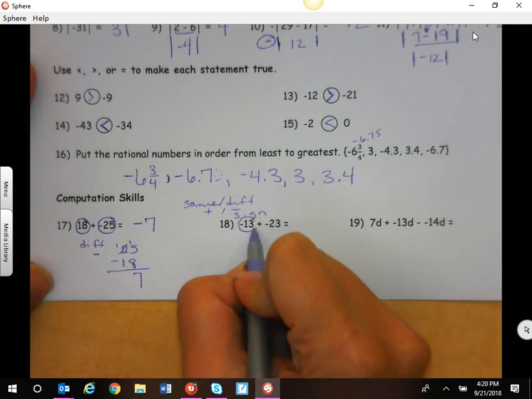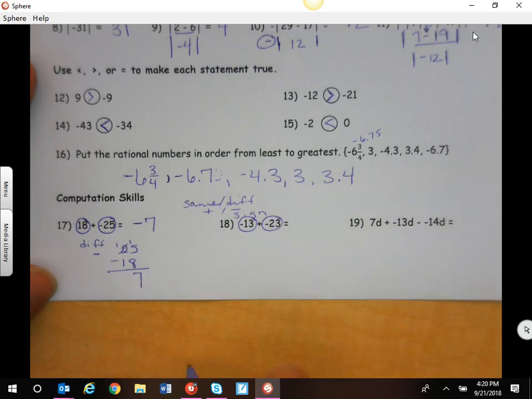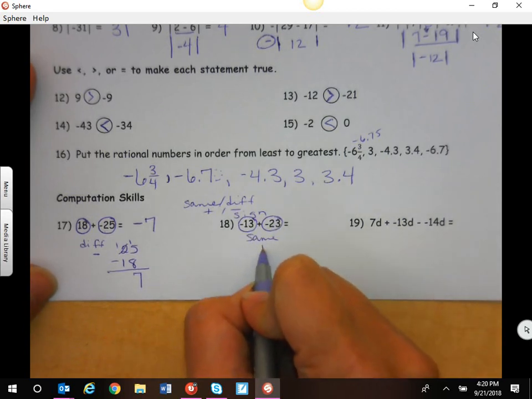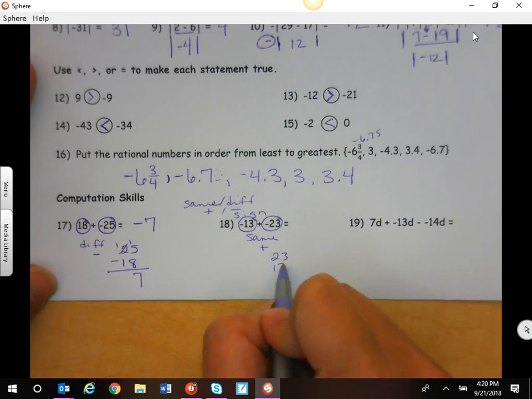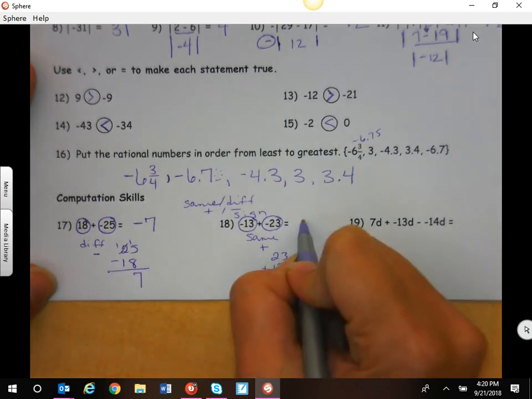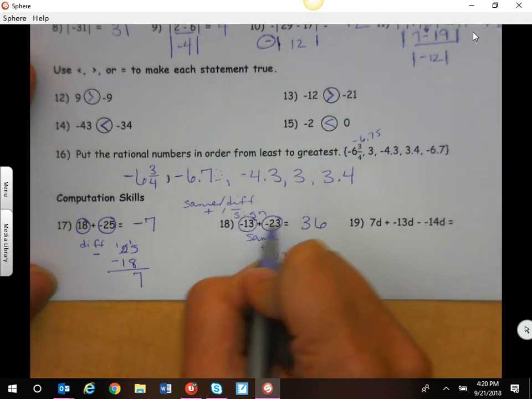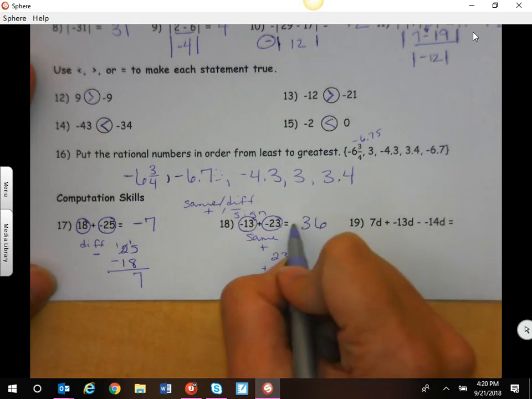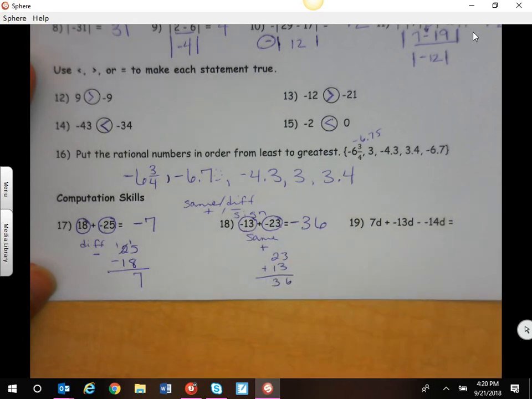So this one we have signs are the same, so we're going to add them. 23 and 13 is 36, and the sign that we have more of happens to be they're both the same, so it's a negative 36.